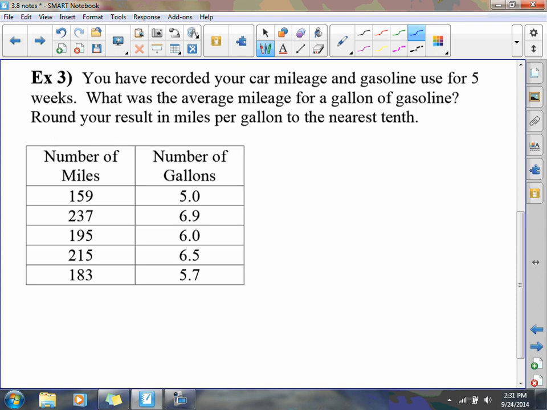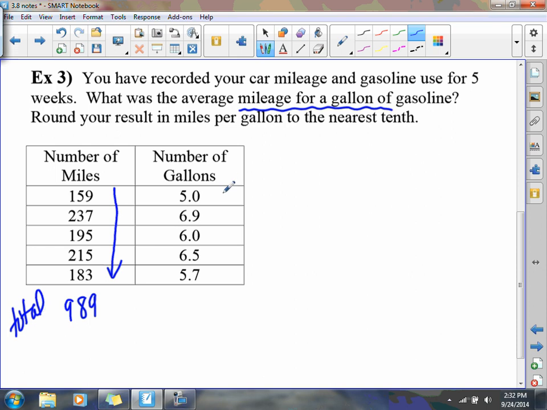Okay, so we need to look at this table here. We've got the number of miles and we've got the number of gallons. And we want to find the average mileage per gallon. So we need miles per gallon. But we've done this for 5 weeks and we need that average here. Okay, so I need to take a moment and add up all of the miles that I went. And if I add up every week, I'll have 989 miles total.